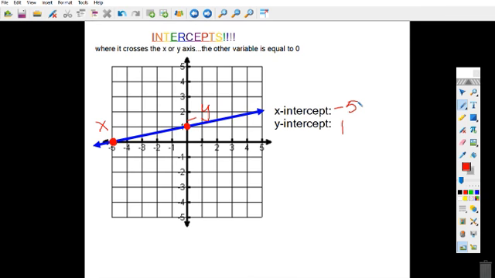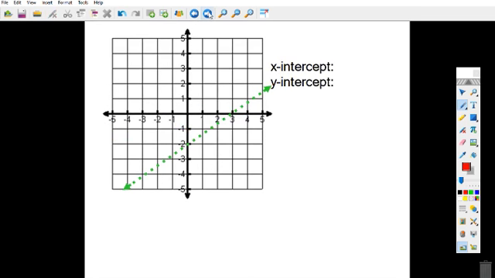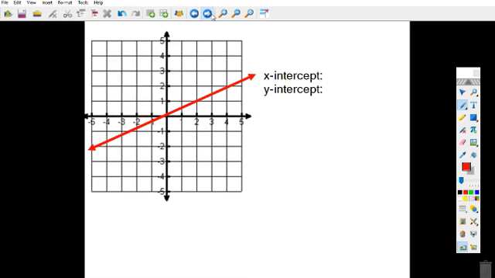Okay? All right. So let's try it on this one. Our x-intercept, remember that is on the x-axis. It's about right there. That is at +3. Our y-intercept is on this line. It's about right here. That is -2. Alright, those are our intercepts. Let's do it one more time.